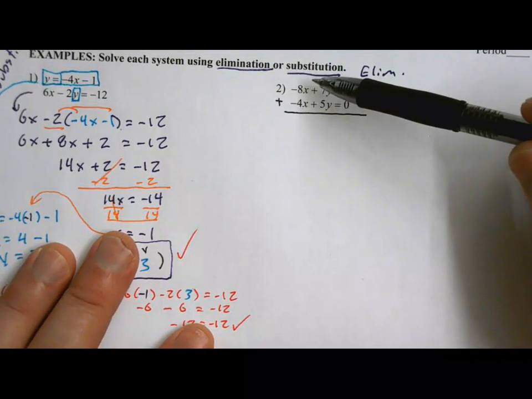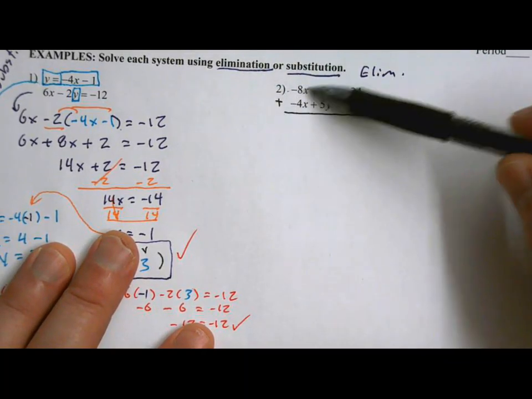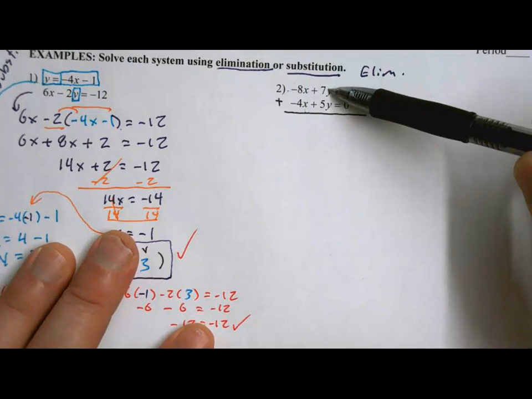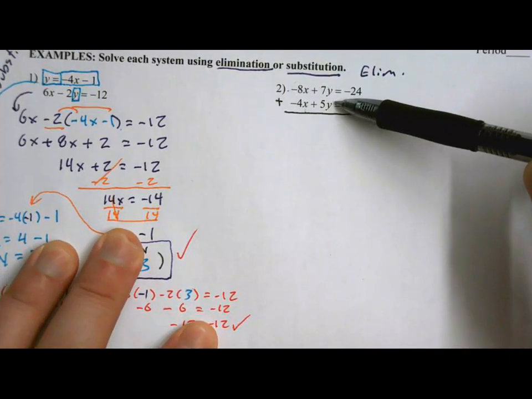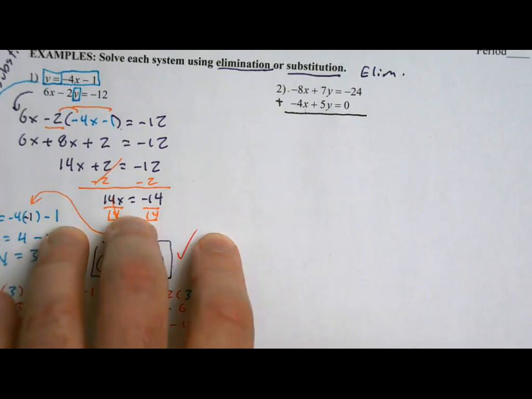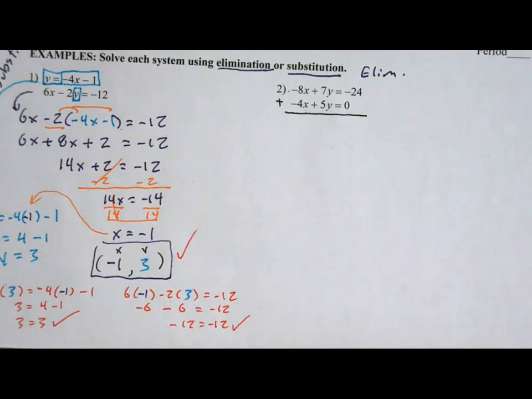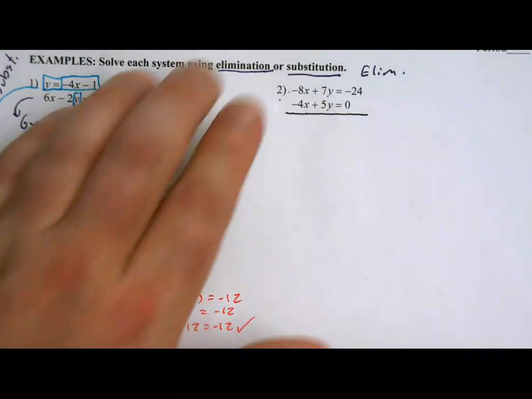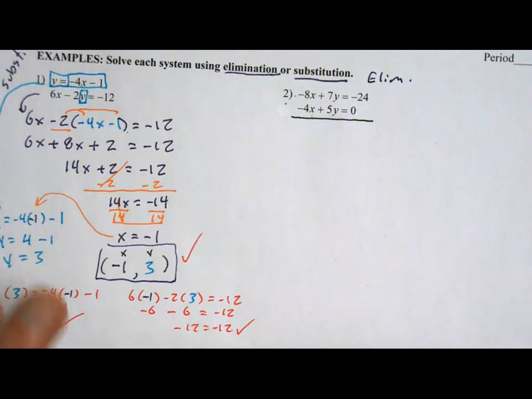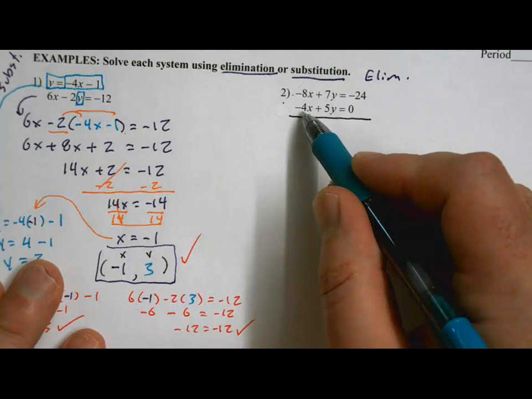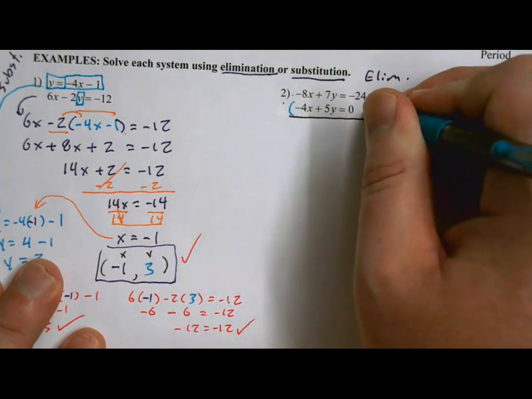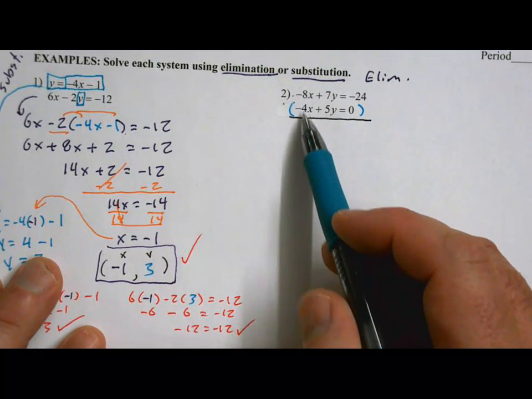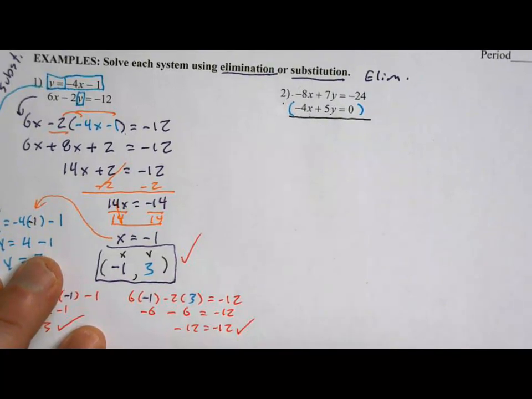For example, if I had a positive 4x and a negative 4x, these would cancel. Or if this was a negative 5y and I added this positive 5y, those would cancel. But we don't have that happening right now. So what we want to do is modify our two equations, or one of them anyway, so that happens. So if I look at my x's, I've got this negative 8x, and I'm thinking I can turn this negative 4x into a positive 8x. And if that was a positive 8x, then these would eliminate. And I can do that by multiplying.